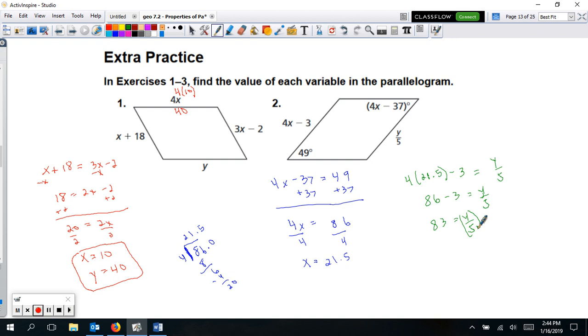Now we're just going to multiply both sides by 5. So this is times 5, so 5 times 83, I'll do a little scratch work up here, so that's 15, and 41, so 415. So y is equal to 415. So there's our answer for y, here was our answer for x.